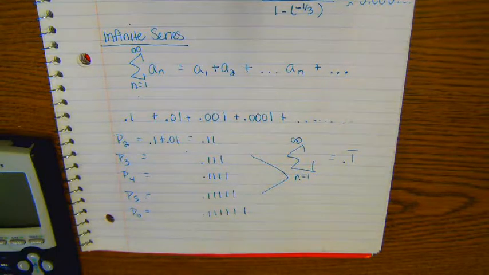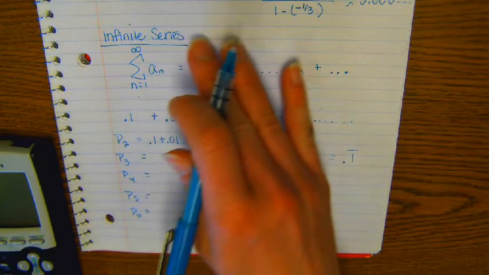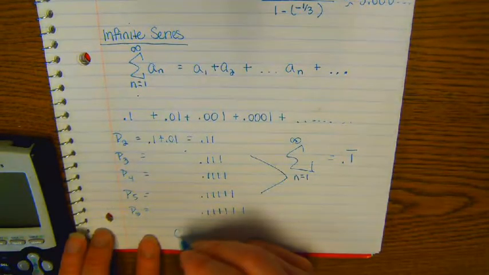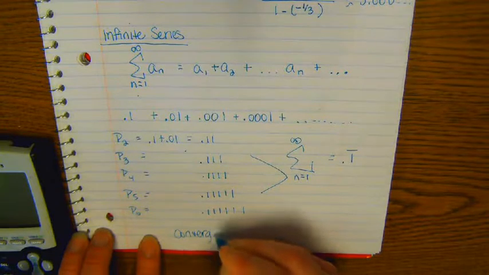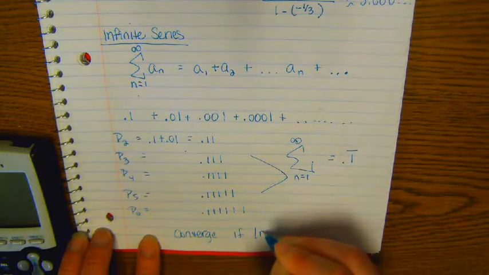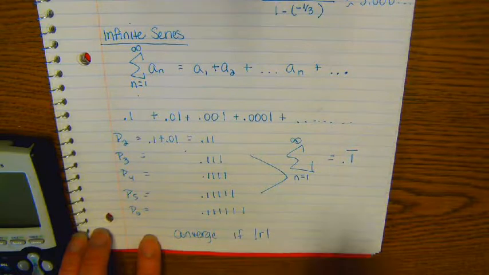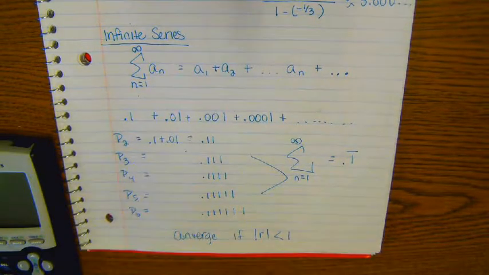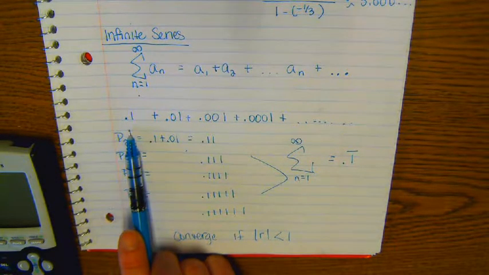Well, let's find out. Take a look at your infinite series. By the way, if you notice there, it says where the absolute value of r is less than 1. An infinite series can only converge if what you're multiplying by is less than 1. It could be positive or negative. That's why the absolute value is there. You guys tell me, what's the first term? 0.1. What are you multiplying by?